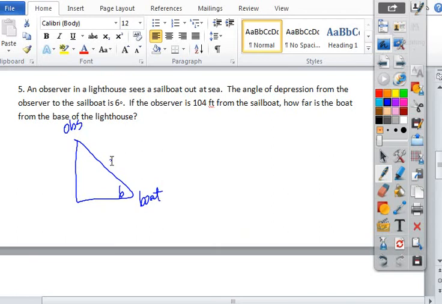You've got to read what it says. How far is the boat from the base? Base means bottom. That's cosine. So then I would say cosine of 6 is x over 104. Multiply 104 times cosine 6. 103.4.